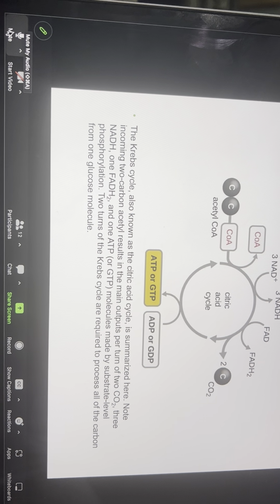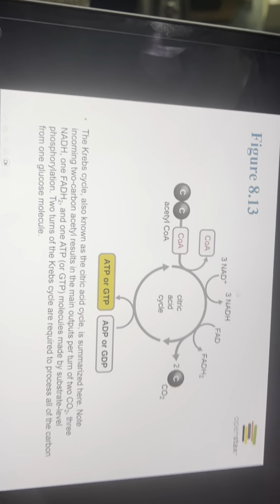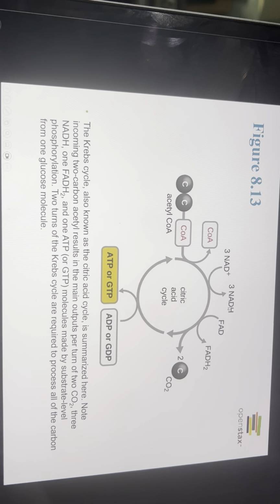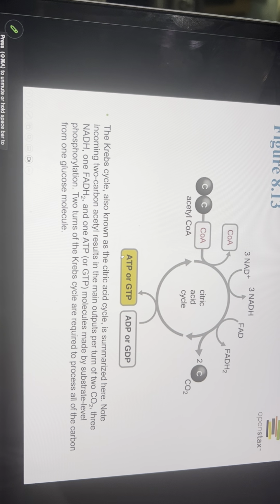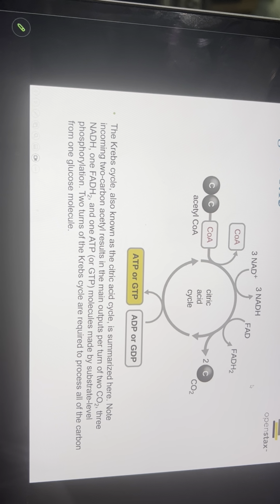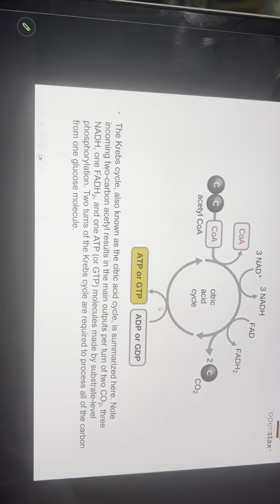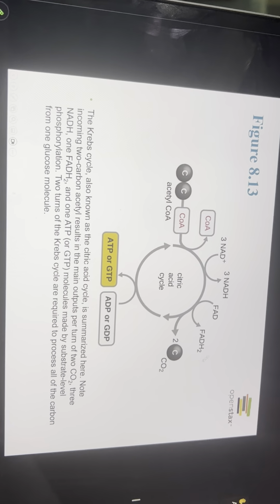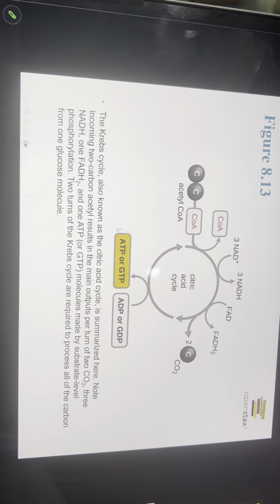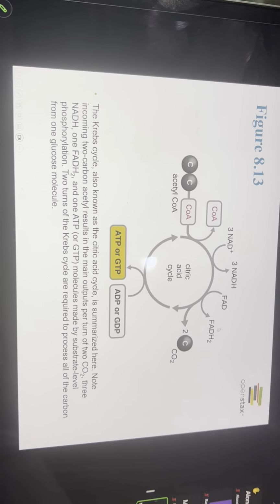Yeah, the high energy, yeah. Because each NADH in the electron transport chain changes to 3 ATP. And each of these is worth 2 ATP. So to our advantage, it is better to make these than just ATP. Because these have more value.